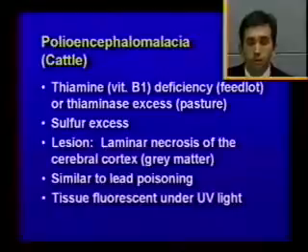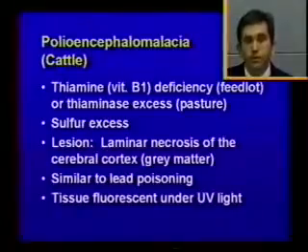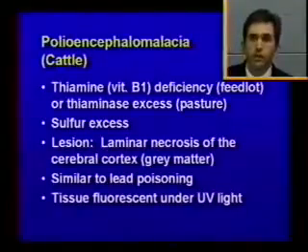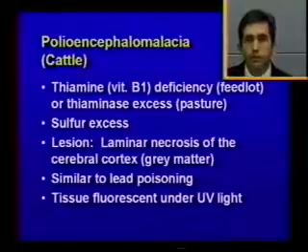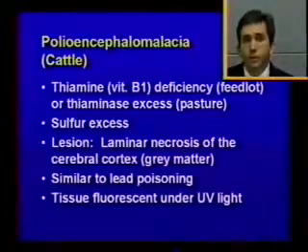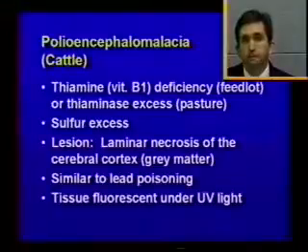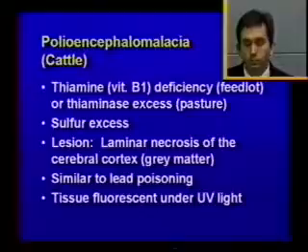The lesion that we see is a laminar necrosis, in other words, a necrosis that is almost linear. It follows the curvature of the brain and is present in the gray matter. This is the outermost part of the cerebral cortex. And this laminar necrosis results in thinning because of the loss of tissue. And it's very similar to what we see in lead poisoning, which also causes laminar necrosis of the gray matter.